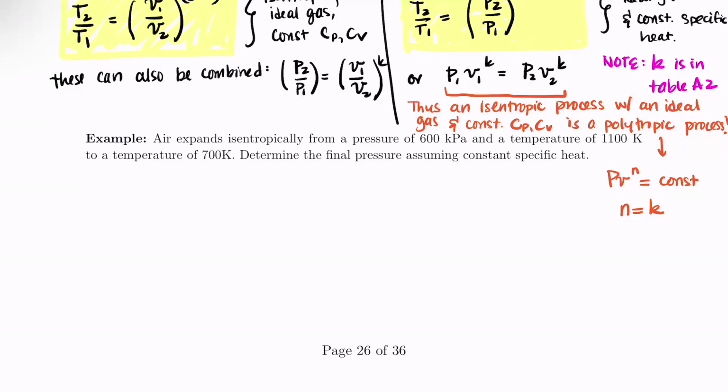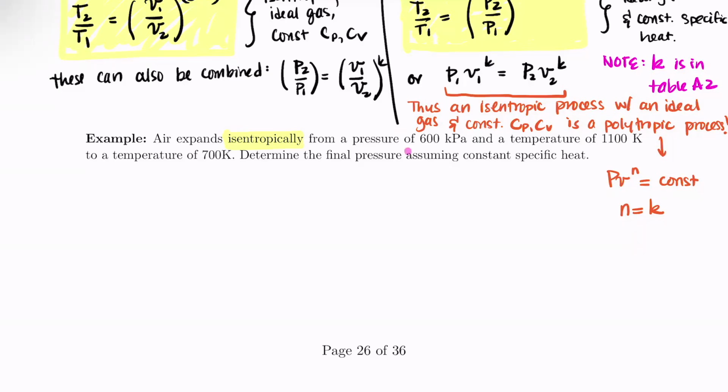Okay, so in this one, we have air expanding isentropically. When we're doing these problems, we're going to want to look out for some key words that will help us decide which relationships to use, so which equations to use. So we're expanding isentropically from a pressure of 600 kPa and a temperature of 1100 Kelvin to a temperature of 700 Kelvin. We want to determine the final pressure, assuming constant specific heat.